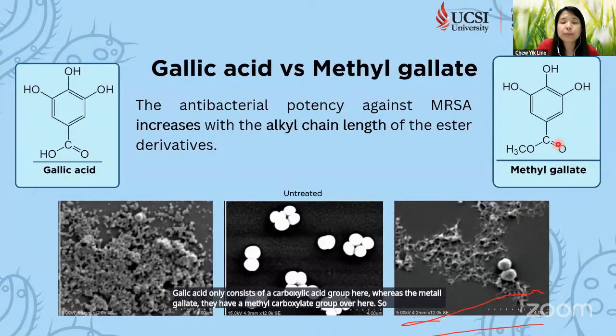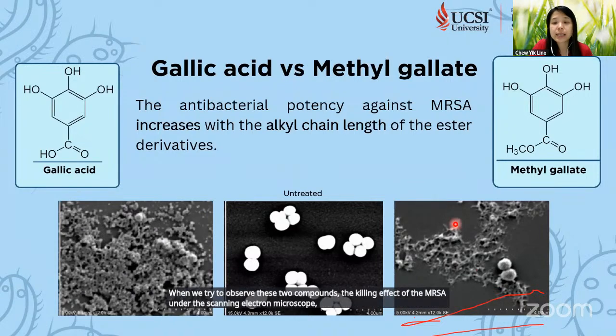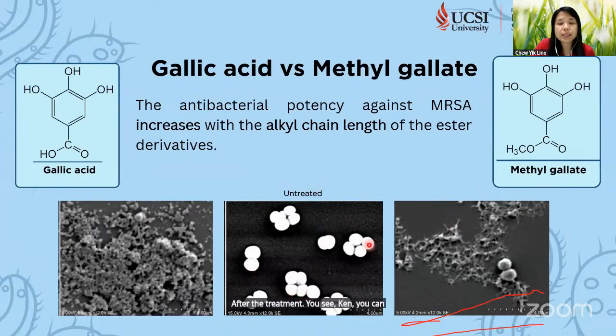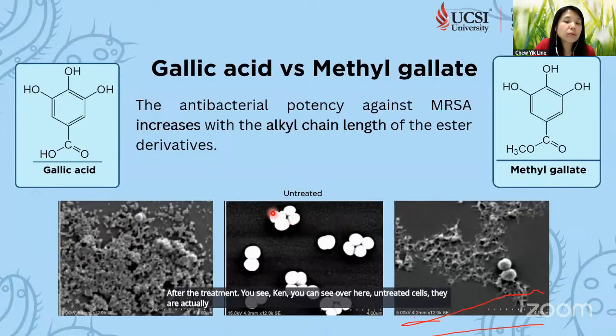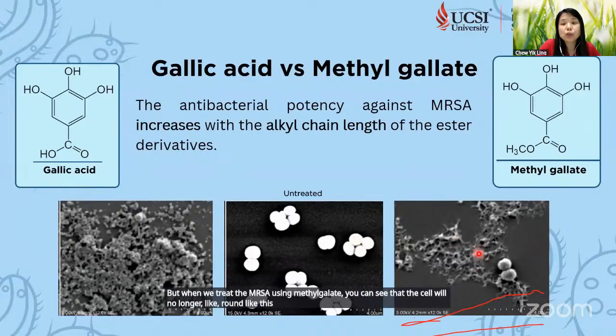So what we notice, other than the MIC that we have just seen, when we observe the killing effect of these two compounds on the MRSA under the scanning electron microscope, is that the cell actually lyses after the treatment. You can see over here, the untreated cells are very round, very smooth. Okay, so this is how the untreated MRSA looks under the scanning electron microscope. But when we treat the MRSA using methyl gallate, you can see that the cell is no longer round like this. They have already sort of burst.